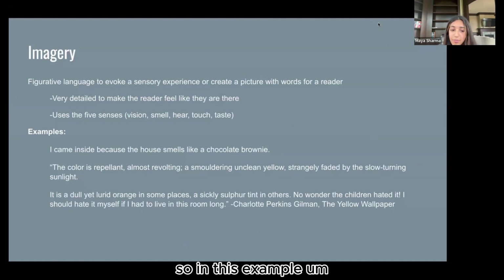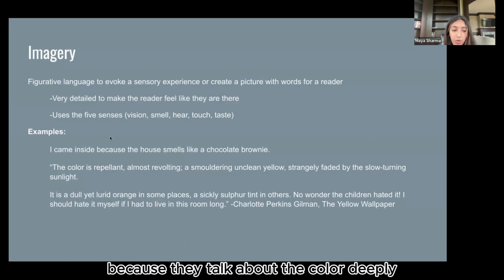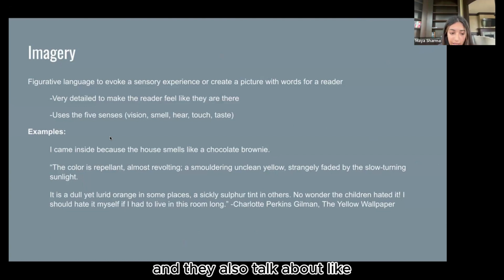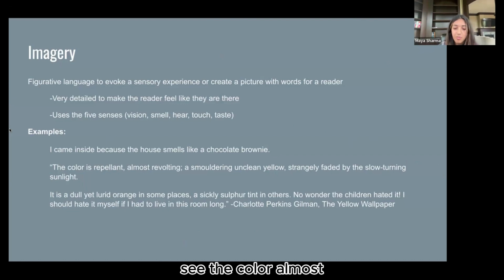So in this example, they're talking about yellow wallpaper, and we can really visualize it in our minds because they talk about the color deeply, and they also talk about the smells and some of the senses that can help us almost see the color.